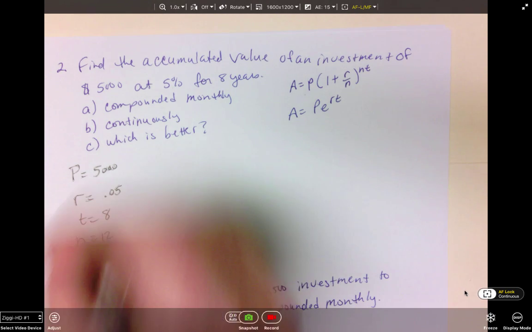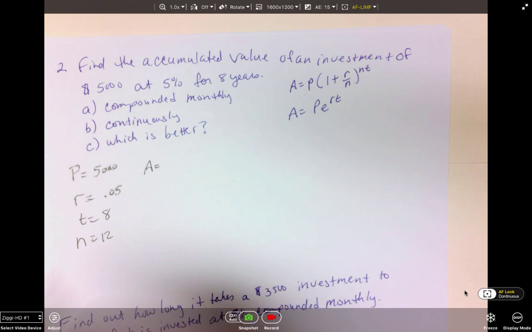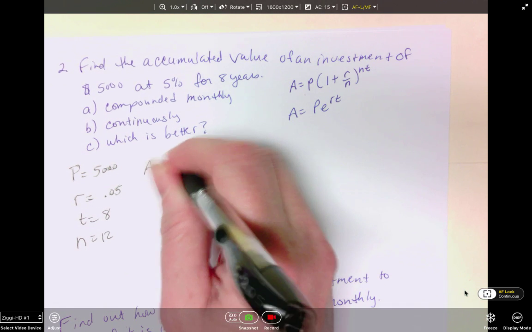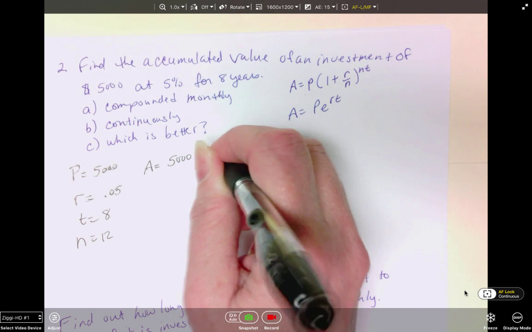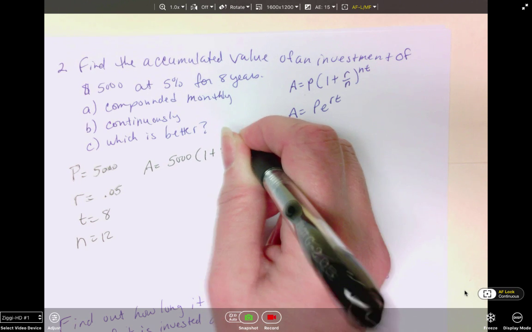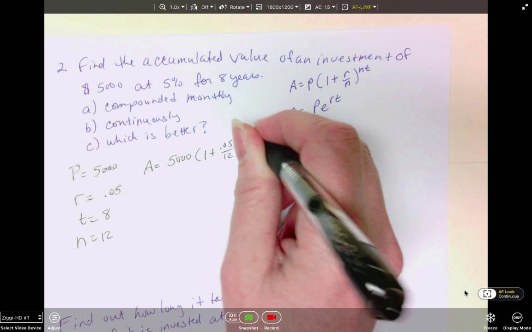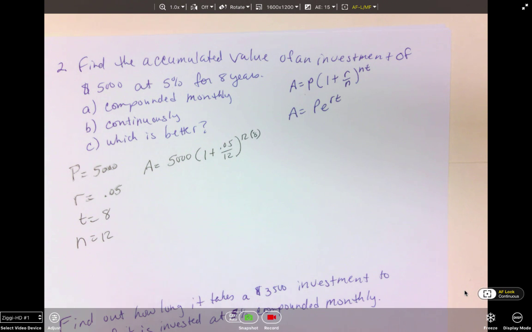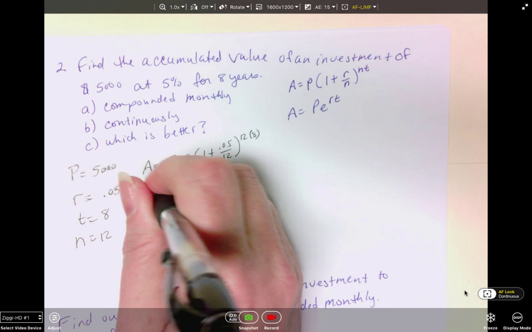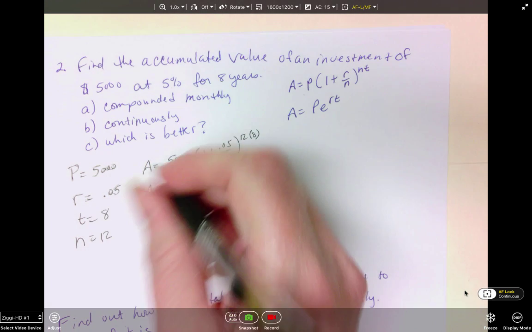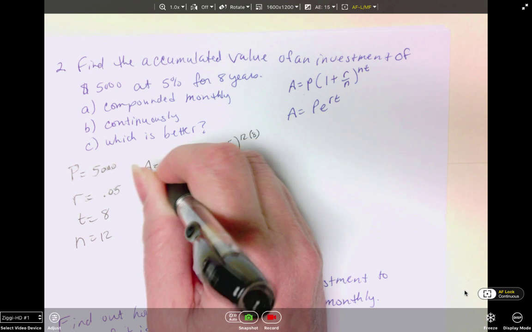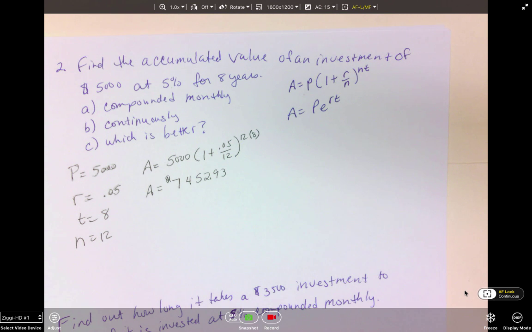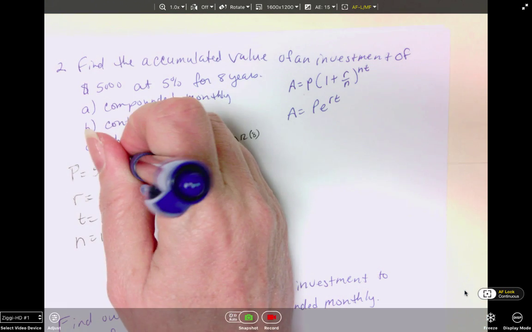So we're just going to plug it into our formula. We're looking for the value of A. So A equals 5,000 times 1 plus our rate of 0.05 over n, which is 12, raised to the 12 times t, which is 8. We're going to plug that into our calculator, and we're going to find that our accumulated value is equal to $7,452.93. So that's how much we would have at the end of 8 years. So that was part A.